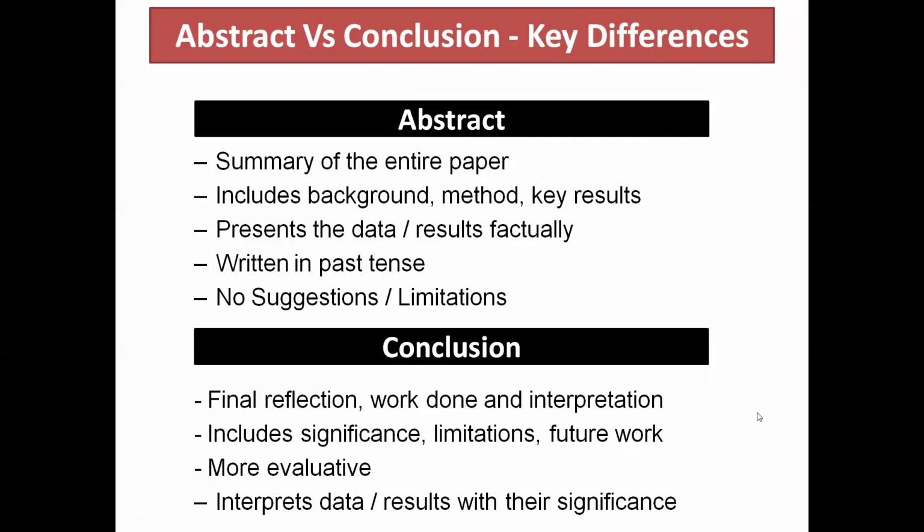Okay, in case of abstract, we do not specify any future work; that we mention in conclusion. Okay, so conclusion is more evaluative, more interpretive. So we have to interpret the results, we have to mention the significance. So there is a clear demarcation line between abstract and conclusion, between the content. So in abstract, we specify only summary without interpretation, we specify results without interpretation, no suggestions, no limitations. So now we will see some examples.